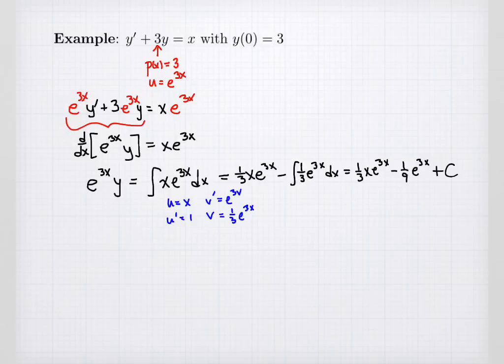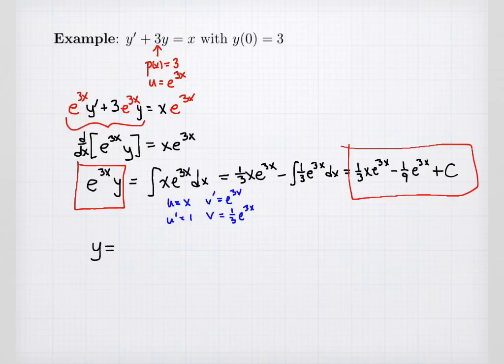e to the 3x times y equals our formula on the right. And if I solve for y, by multiplying by e to the minus 3x, I get 1/3 x, e to the 3x divided by e to the 3x cancels, minus 1/9, e to the 3x and e to the minus 3x cancel, but the constant does not, so c e to the minus 3x. So this is the general solution, so let's mark that.